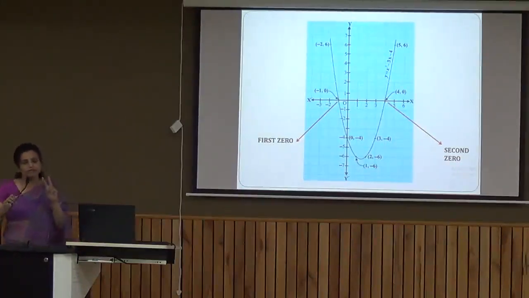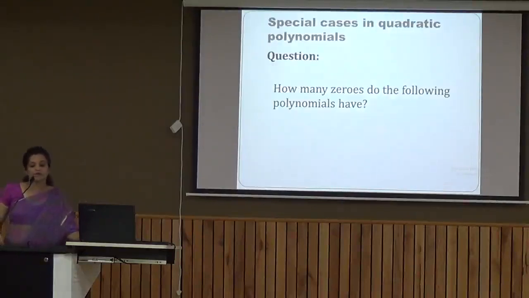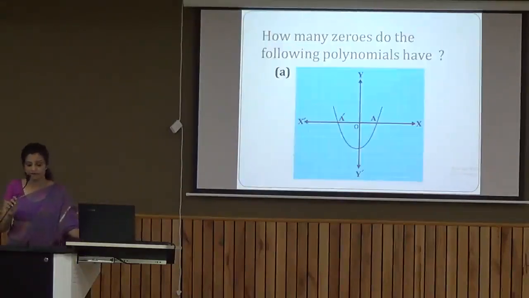Now, don't you think this method is quite interesting in the sense that you don't have to actually solve the equations to find the zeros of the polynomial? Just make the graph and see wherever the graph is intersecting the x-axis, that's your zero. Now, special cases in quadratic polynomials. A question is, how many zeros do the following polynomials have? Now, let's see. Oh, the first one. I think 2.